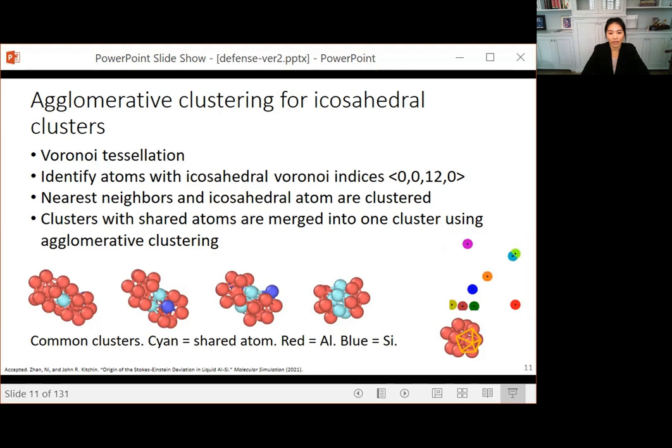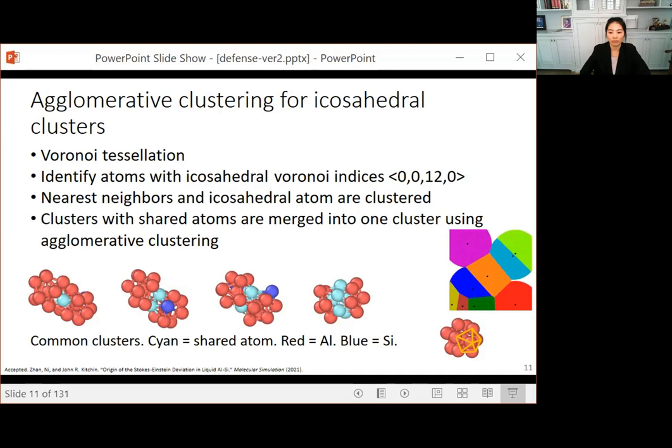So we've assigned all the atoms, we've identified the icosahedral clusters, and now we use agglomerative clustering to merge together clusters that have at least one shared atom. And these are examples of the common merged clusters that we find in the system. The reason why we're looking at icosahedral clusters is because it was found to have a correlation with the Stokes-Einstein relation breakdown. And it's also found to be important for liquid structure.